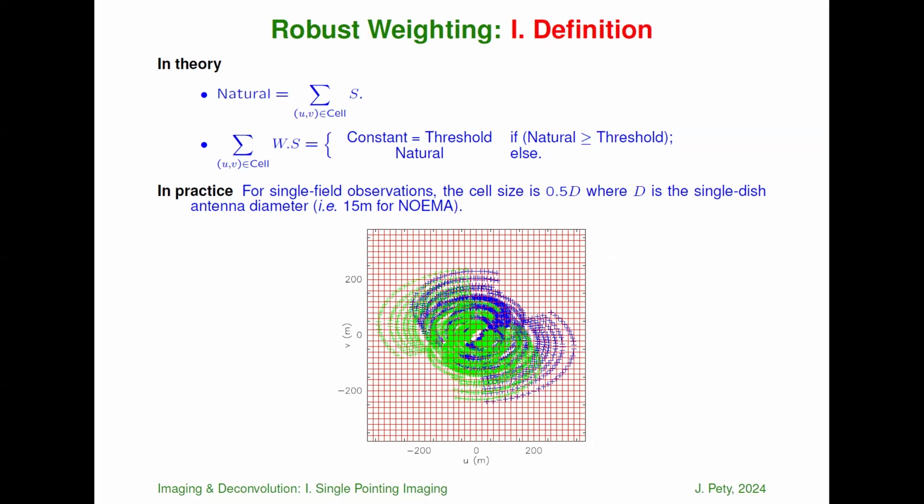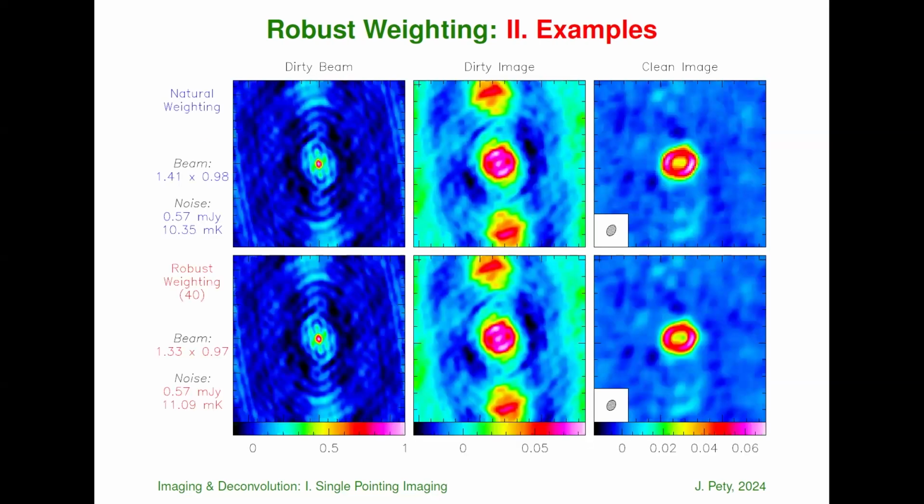For the pixel size, we are typically taking 7.5 meters, which is half the diameter of the normal antennas. This seems a bit strange, what I've told you, so let's take an example to give you an idea of what's going on. The first column will be the dirty beam, the second column the dirty image, and the third column the clean image. The top row will be natural weighting, and the bottom row will be robust weighting.